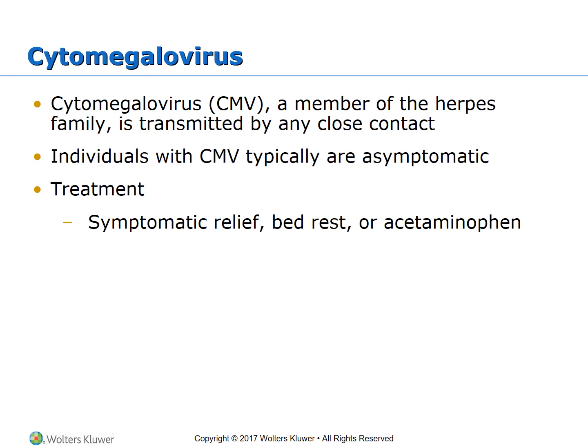They may have signs of mononucleosis. Mild symptoms could be general malaise, upper respiratory symptoms, pain, fever. Most common could be retinitis. Treatment is symptomatic relief, bed rest, or acetaminophen. There is no specific treatment or vaccine for CMV currently.